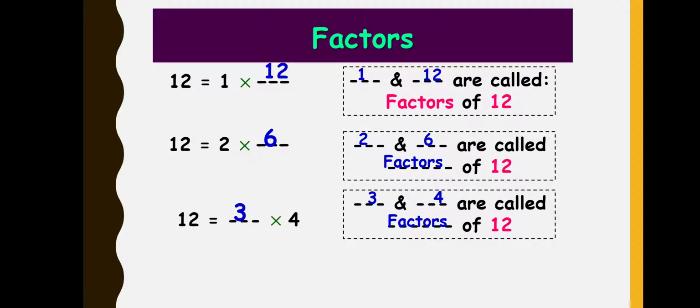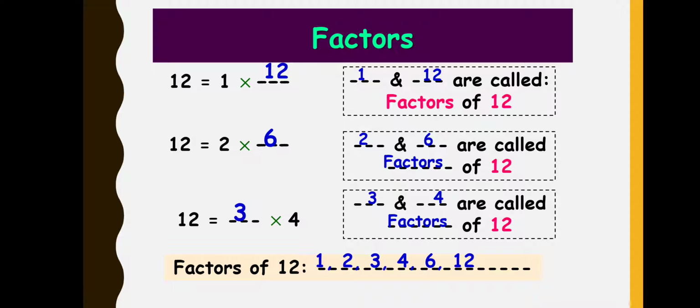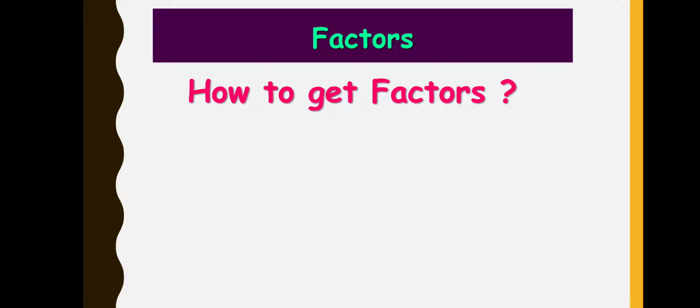So here, what are the factors of 12? 1 and 12, 2 and 6, 3 and 4. How many factors are they? 6 factors. And each 2, I call a pair. So 12 has 3 pairs of factors.